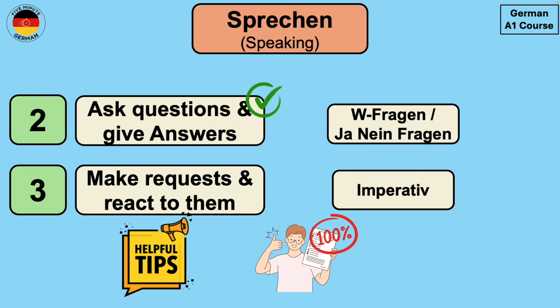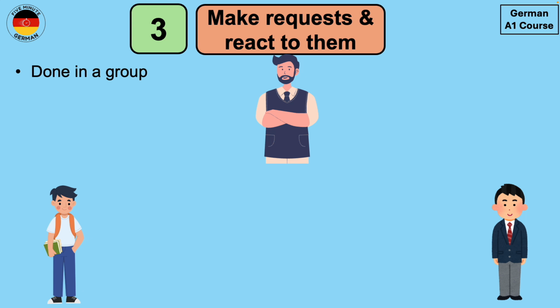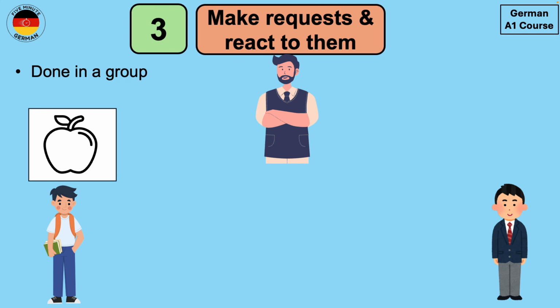Now let's take a look at part 3, where you have to make requests and react to other people's requests or orders. So this part is also done in a group, similar to as you did part 2. The main difference is in this case, you will not get a word written on a card, rather you will get a picture of an object on a card. So for example, as you see over here, you have received a picture of an apple.